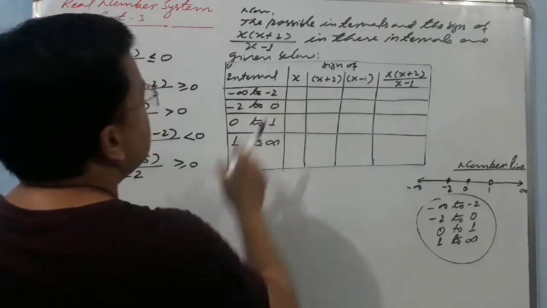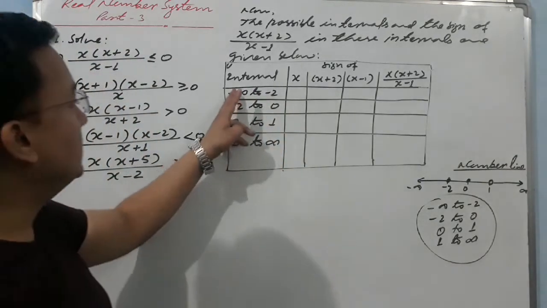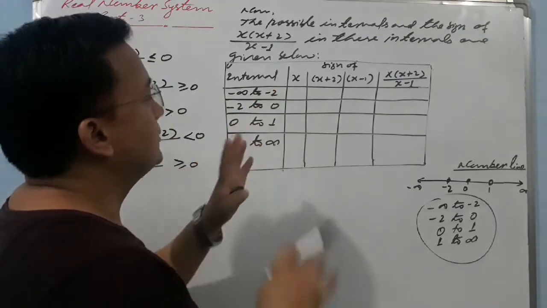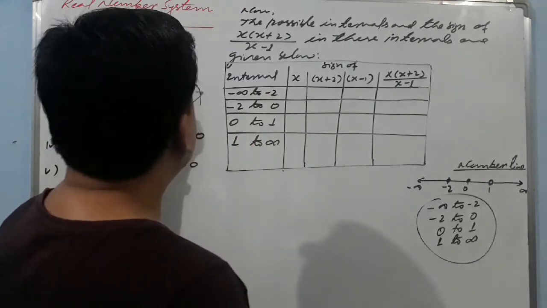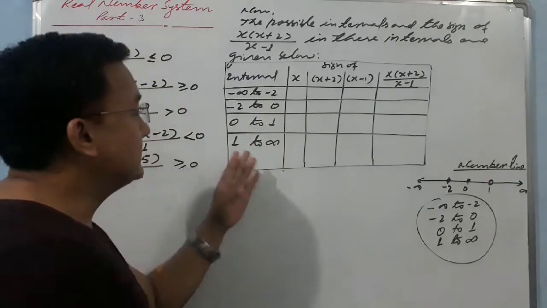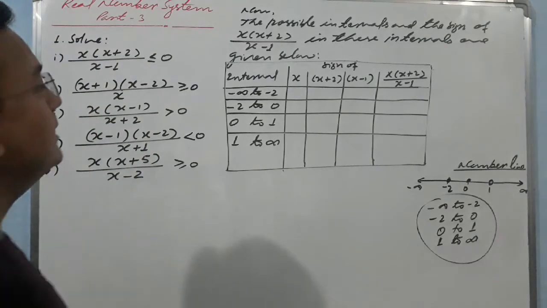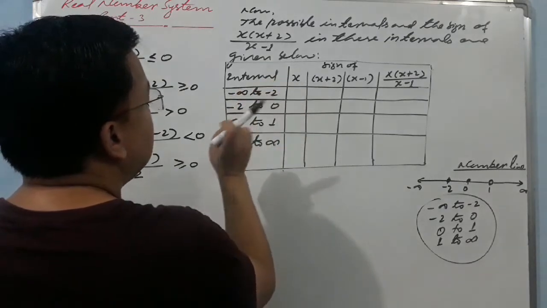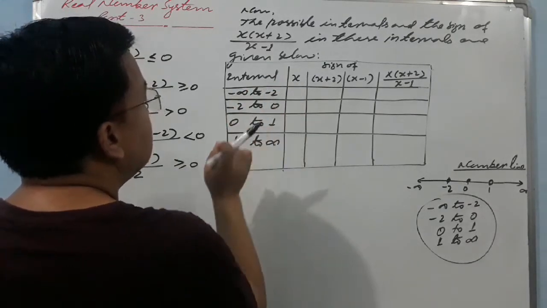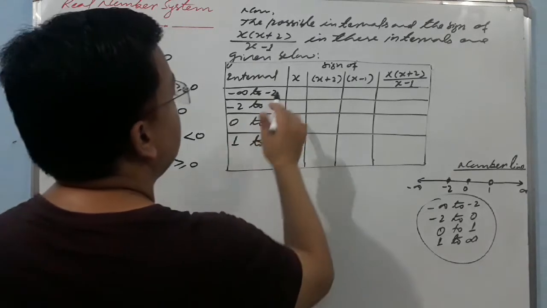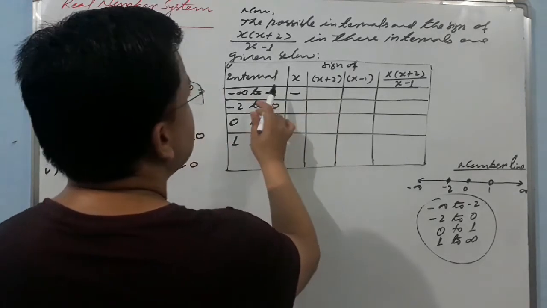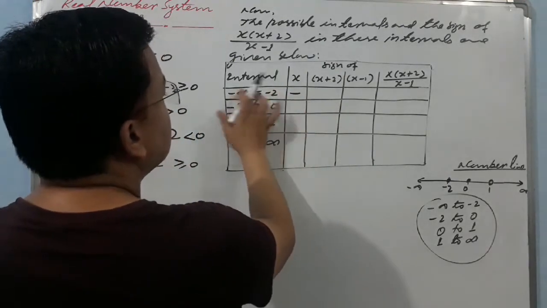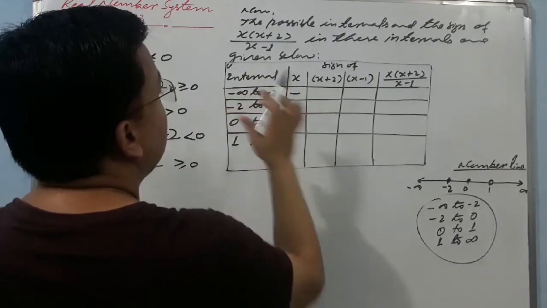Now, any number between these you have to take, but not the extreme numbers. We know at x equal to minus 2 the left hand side is 0, at x equal to 0 the left hand side is equal to 0, and at x equal to 1 the left hand side is not defined. We just want to check the sign, so you have to take any number between these two. Negative sign. So minus 5 you can choose, it doesn't matter, but you must not take these extreme numbers.